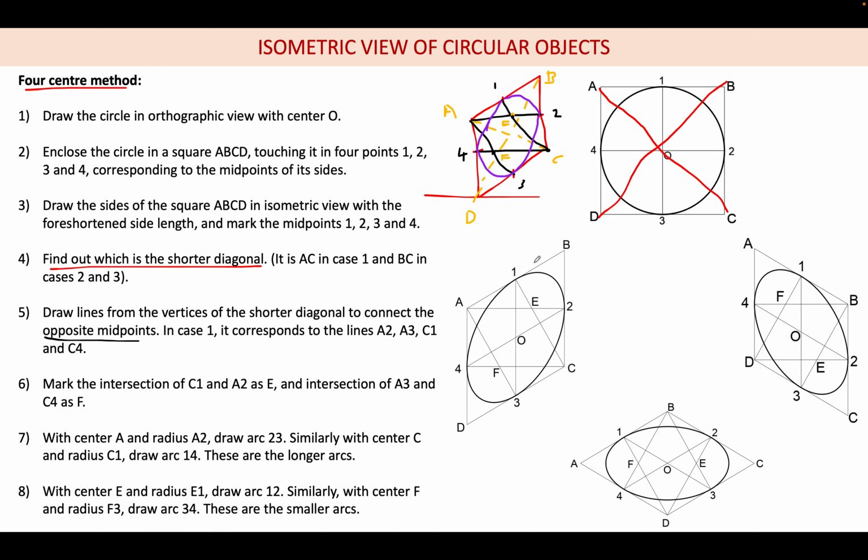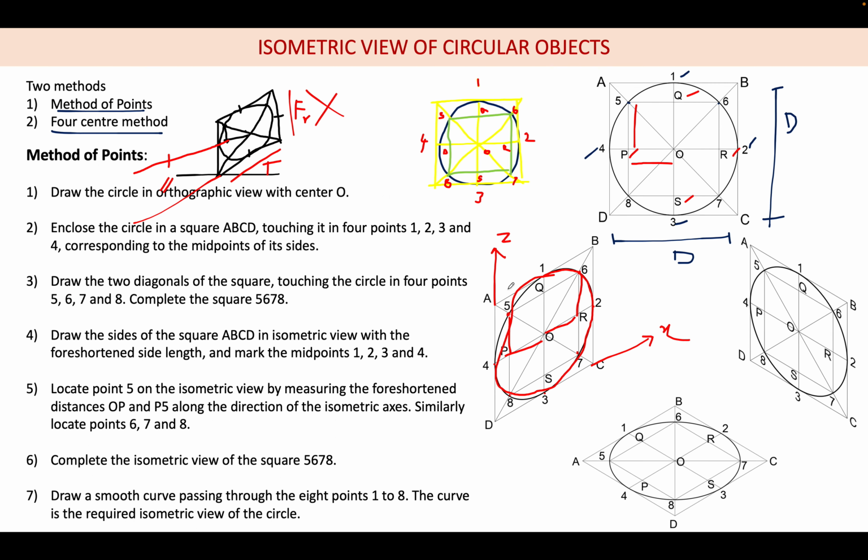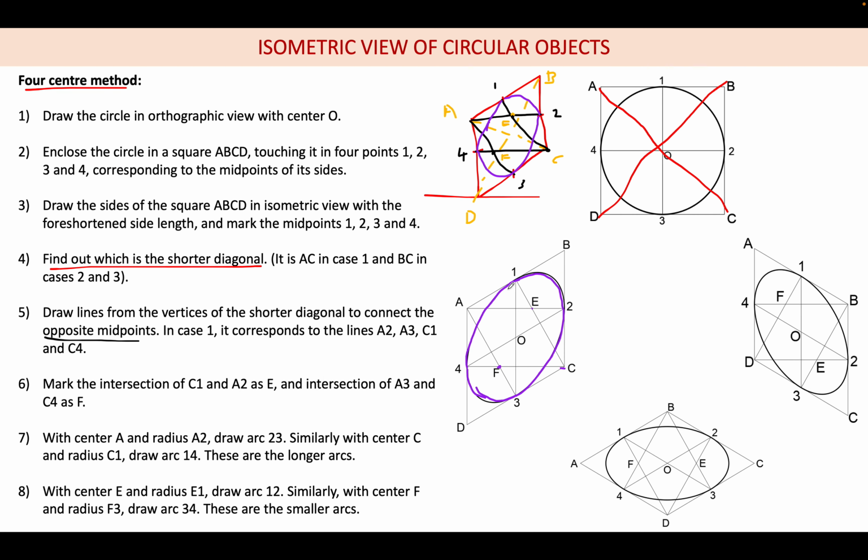So now we have drawn it. With F as center I draw this arc, and with E as center I draw this one connecting 1 and 2. With C as center I connected 4 and 1, and with A as center I connected 2 and 3. So like this I am able to draw it. This will be more accurate than freehand. This is the method of points and this is the four center method. So what were the four centers? One center is point A, through which we draw this arc.